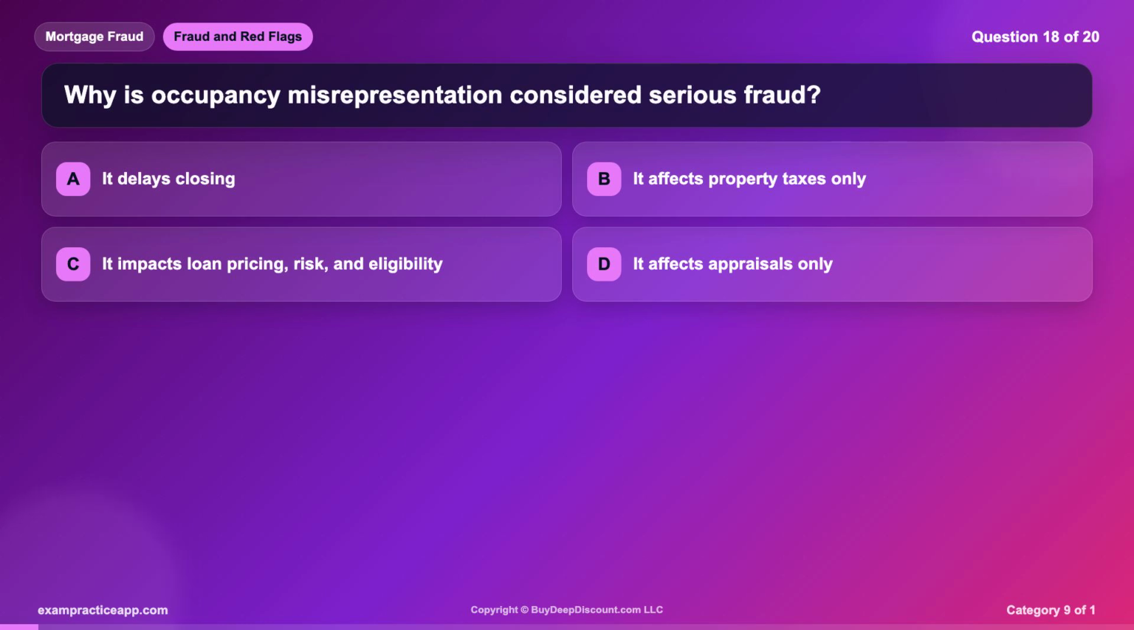Question 18. Why is occupancy misrepresentation considered serious fraud? Option A, it delays closing. Option B, it affects property taxes only. Option C, it impacts loan pricing, risk, and eligibility. Option D, it affects appraisals only. Take a moment to choose your answer. The correct answer is option C. It impacts loan pricing, risk, and eligibility. Explanation. Occupancy affects rates, underwriting standards, and risk.